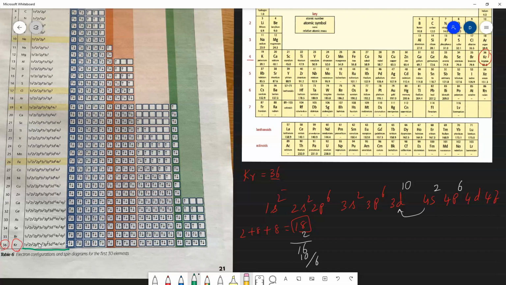1s2, 2s2, 2p6, 3s2, 3p6, 3d10, 4s2, 4p6. Okay, after that, don't keep the answer this way, because they expect you to write it like this: 2s2, 2p6, 3s2, 3p6, then 3d10, then afterwards 4s2 and 4p6.